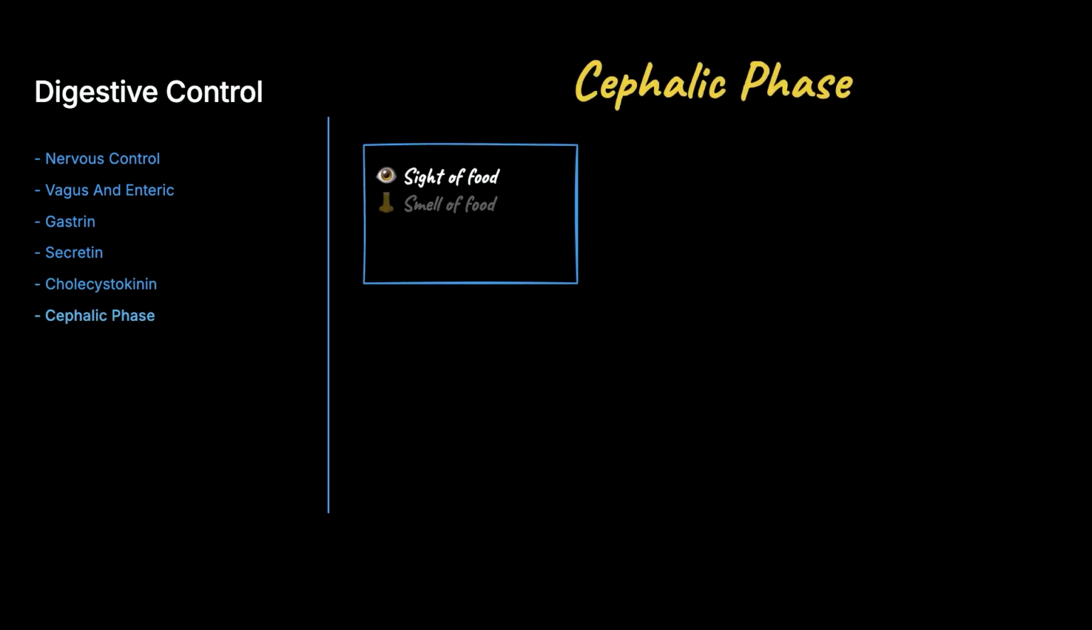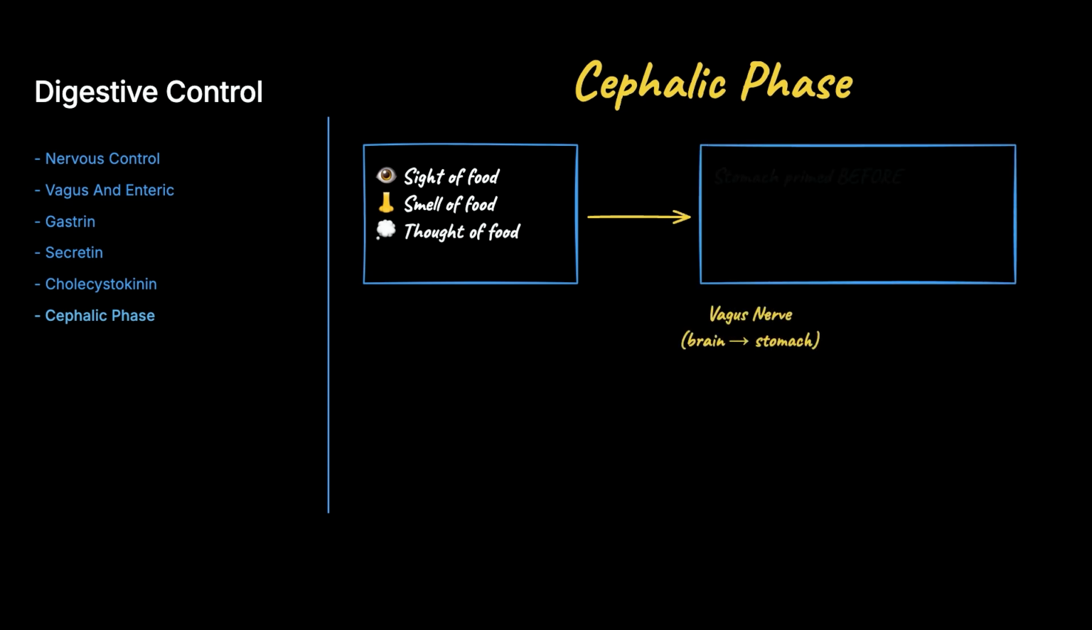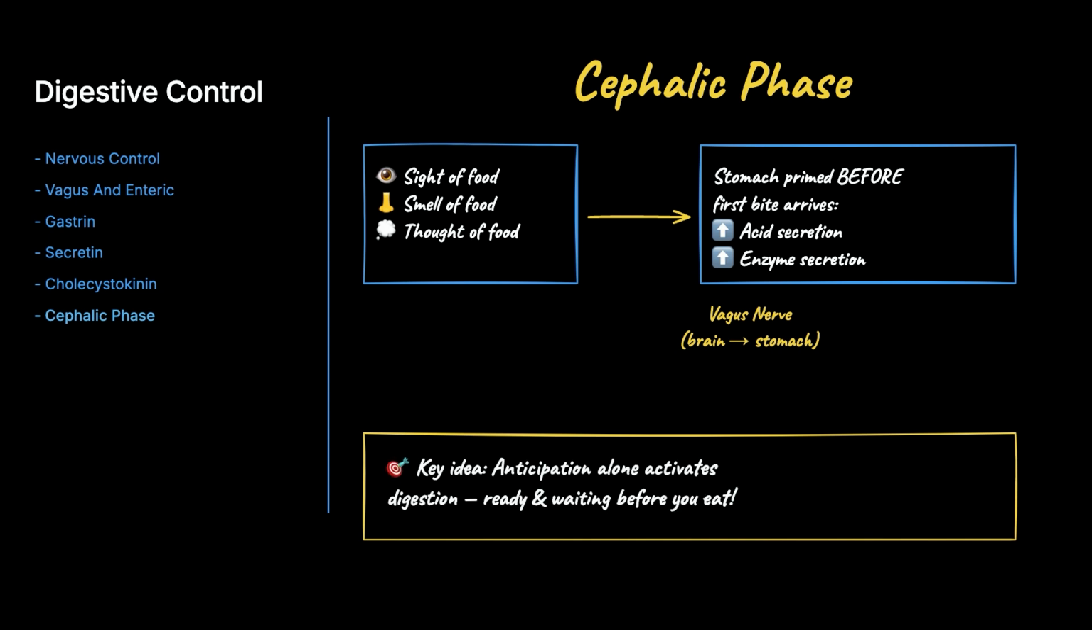All this comes together in the 3 phases of gastric control. The first is the cephalic phase, triggered by the sight, smell, or even thought of food. Acting through the vagus nerve, your brain primes the stomach before a single bite arrives, increasing acid and enzyme secretion so it is ready and waiting.